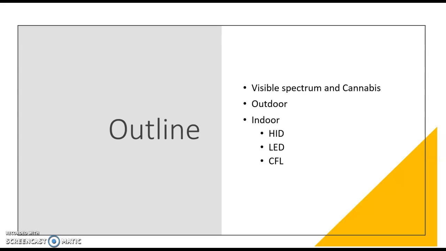So where we're going with this is we will first talk about the visible spectrum in cannabis, then discuss briefly outdoor lighting requirements, and then indoor. And we'll look specifically at HIDs, LEDs, and CFLs.